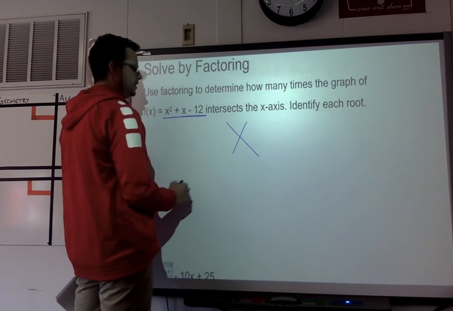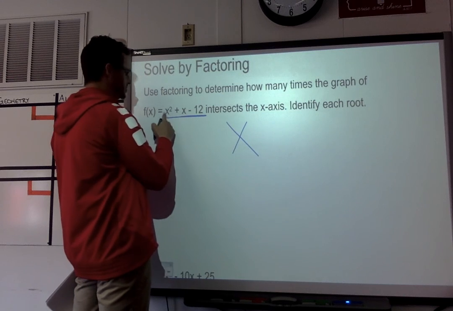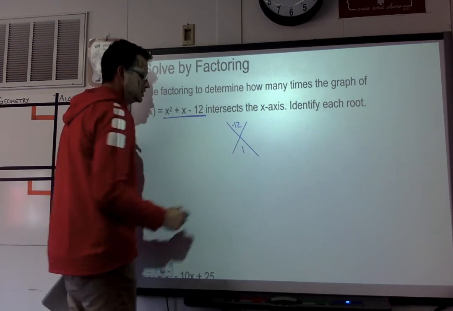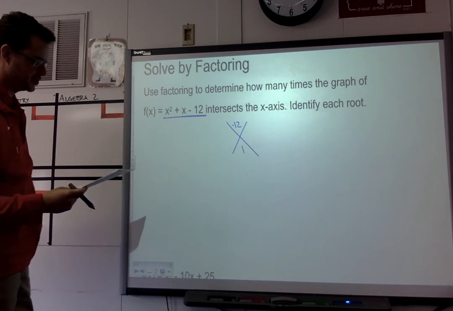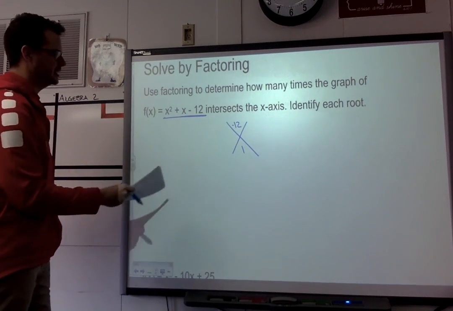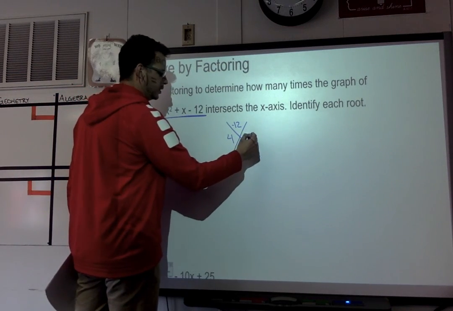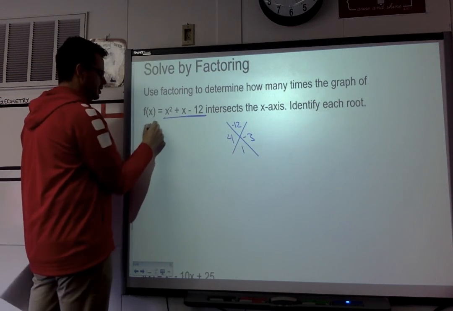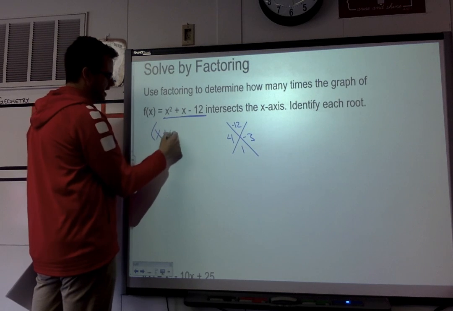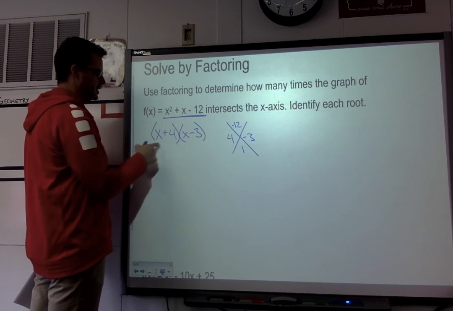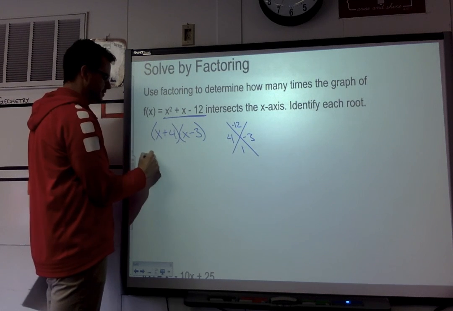So again, we can draw in our x. The top is a times c, 1 times negative 12. The bottom is b, which is 1. So we need two numbers that multiply to negative 12 and add to 1. That will be 4 and negative 3. So this factors to x plus 4 times x minus 3. We set each of those equal to 0.